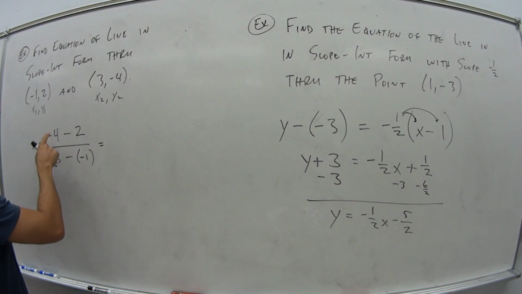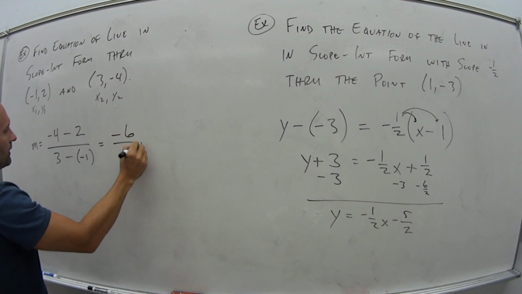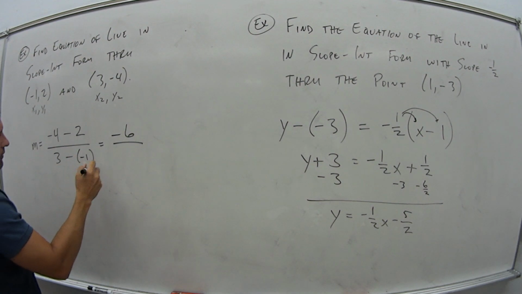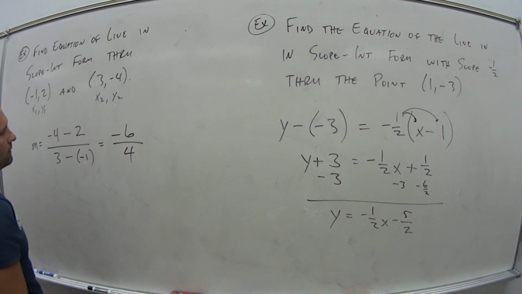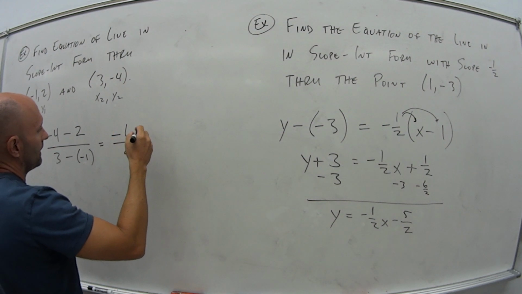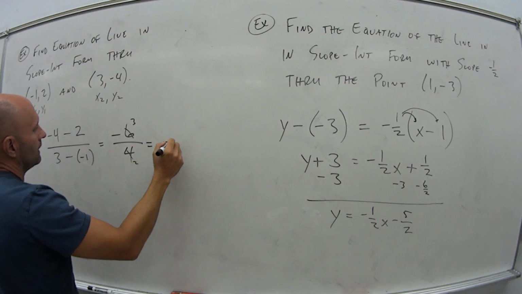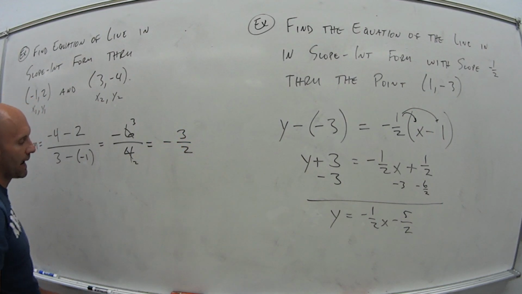So the numerator, negative 4 minus 2 is negative 6. 3 minus a negative 1, negative minus negative is like positive, so 3 plus 1 is 4. Simplify this, if I divide the top by 2 and the bottom by 2, I get negative 3/2.